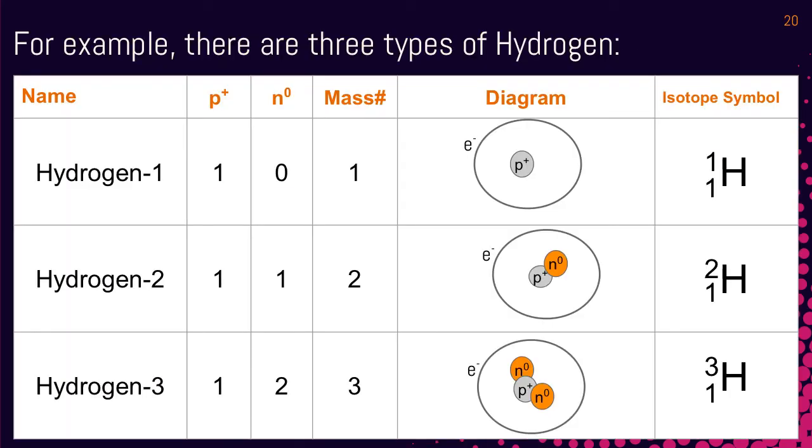And here's an example of different isotopes of hydrogen. So we have hydrogen 1 with a mass of 1. We know that that's mass because that's what our isotope notation states. Hydrogen 2 has a mass of 2. Hydrogen 3 has a mass of 3. So what does that look like?